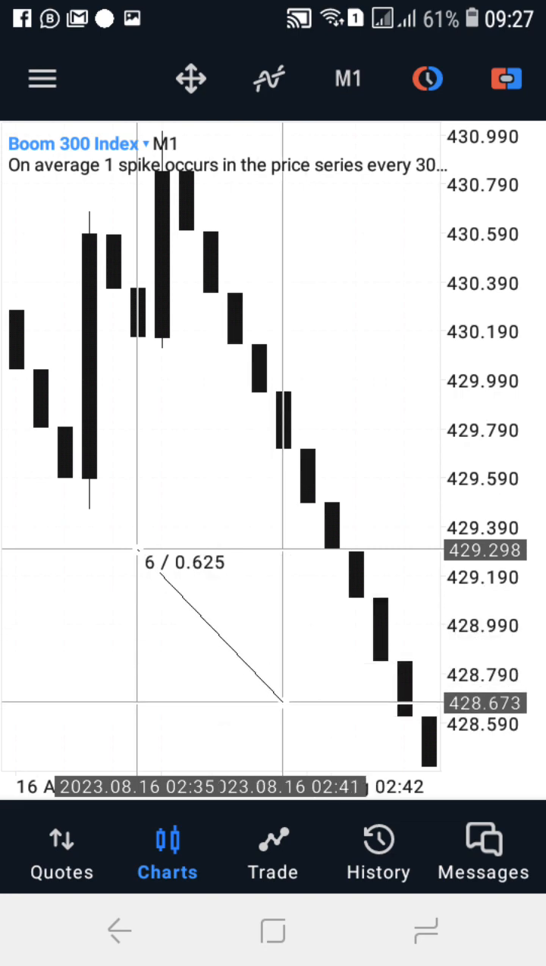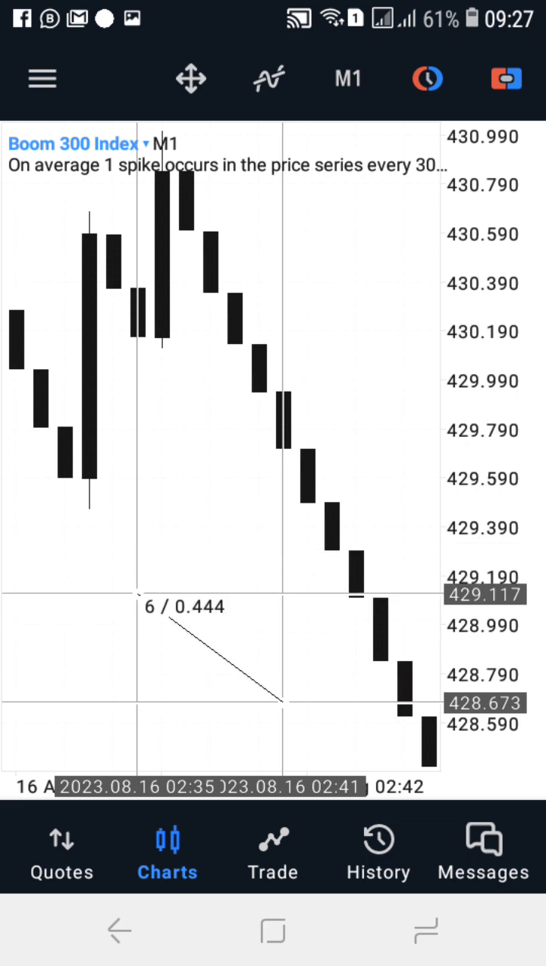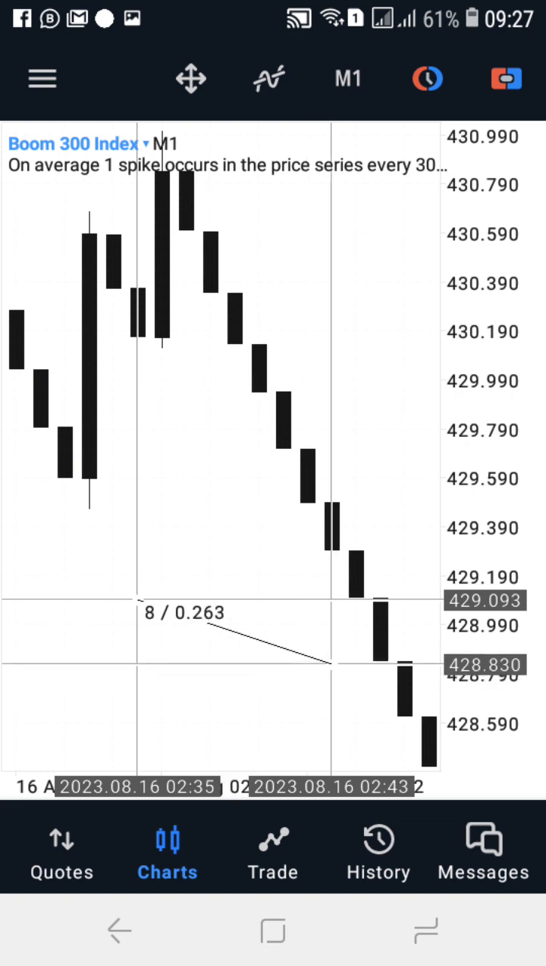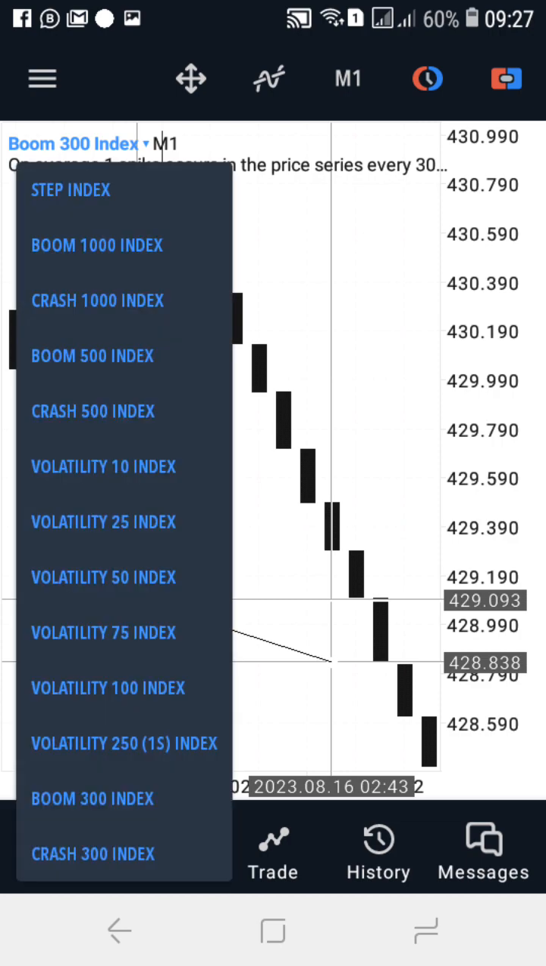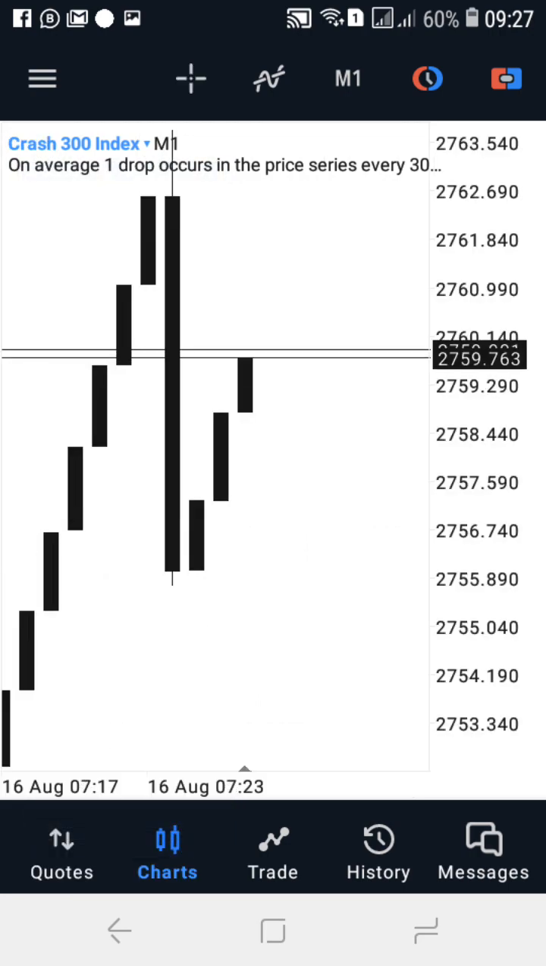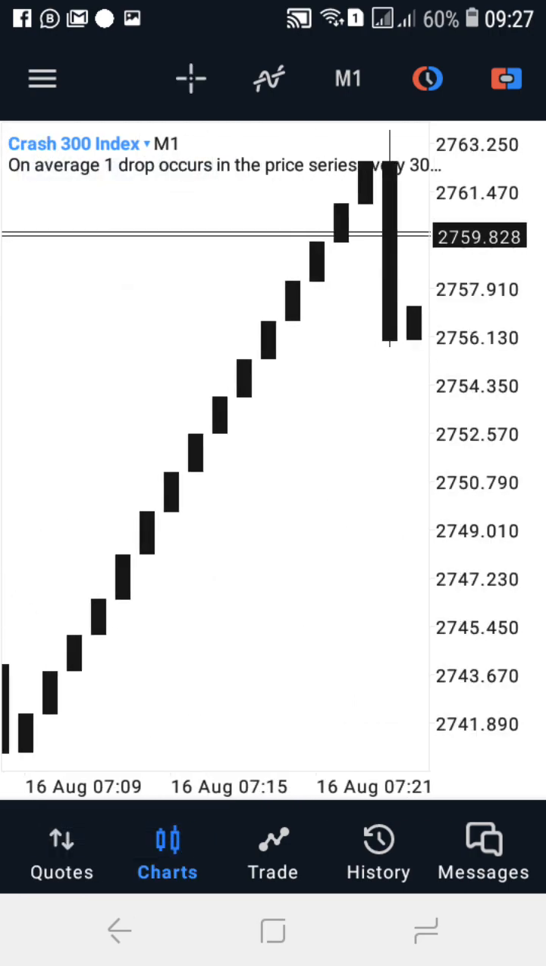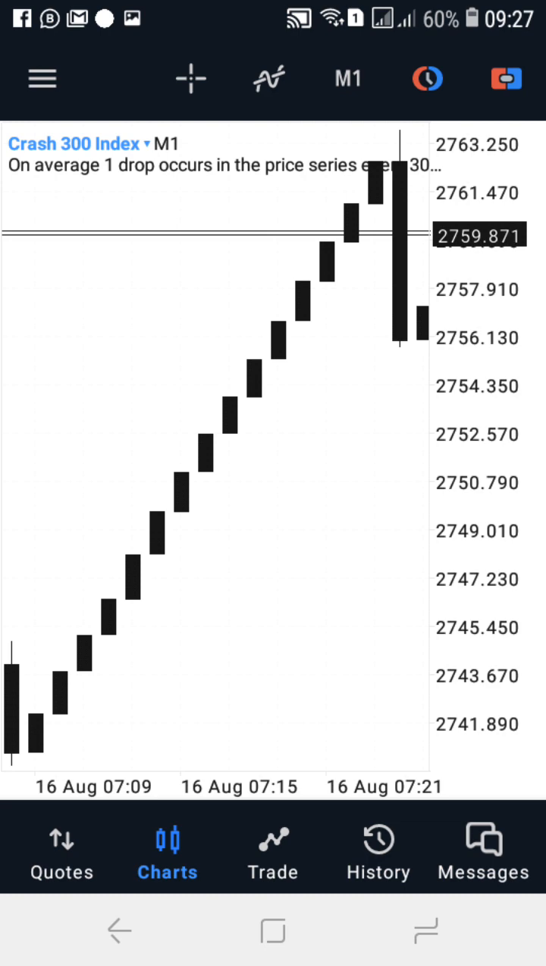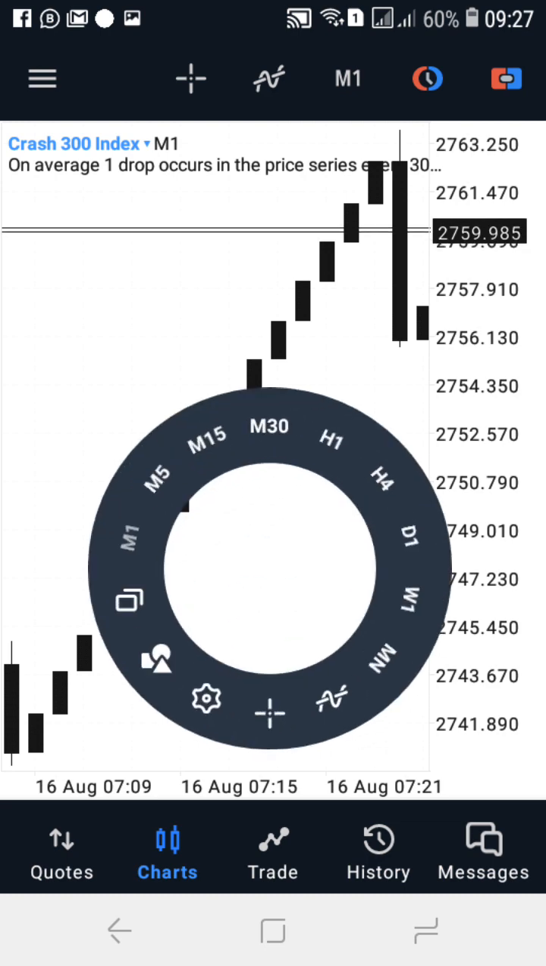And then now let's check this one. 0.255 again. Now to see how volatile the other pairs are, let's look at Crash 300 for instance. 0.255 again, Boom 300.